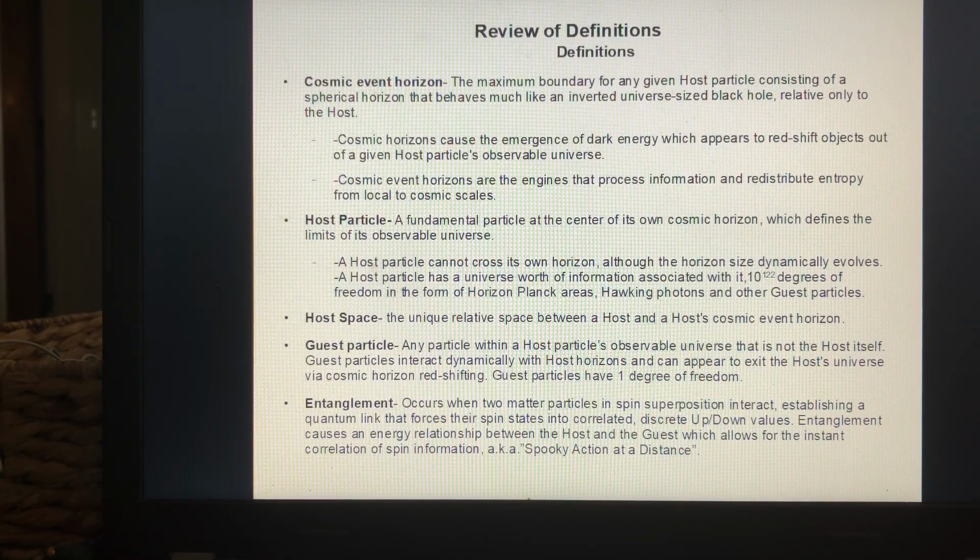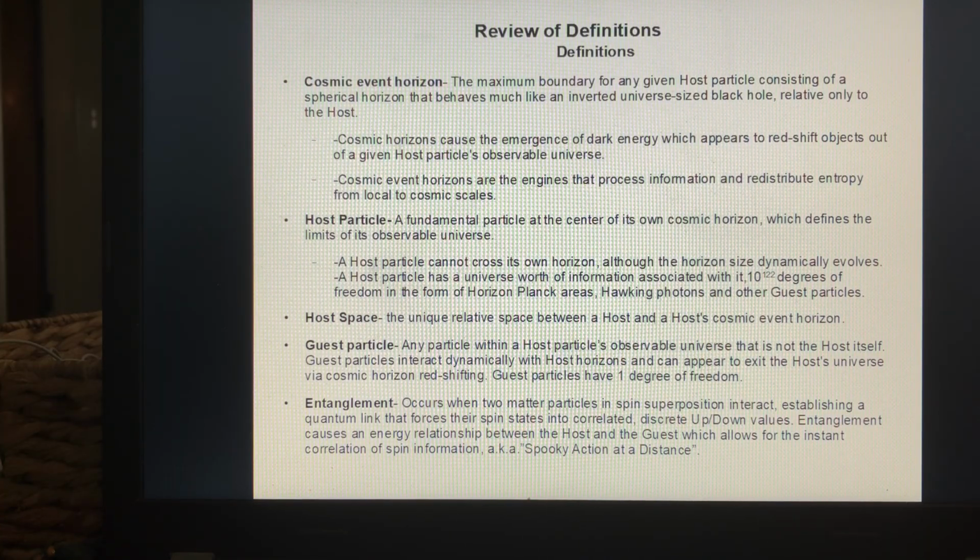Cosmic event horizon is the maximum boundary for any given host particle consisting of a spherical horizon that behaves much like an inverted universe-sized black hole relative only to the host. Cosmic horizons cause the emergence of dark energy, which appears to redshift objects out of a given host particle's observable universe. Cosmic event horizons are the engines that process information and redistribute entropy from local to cosmic scales.